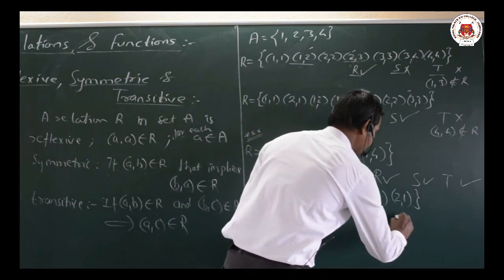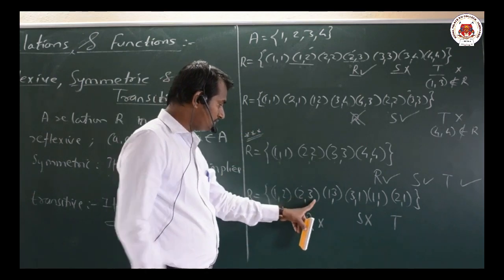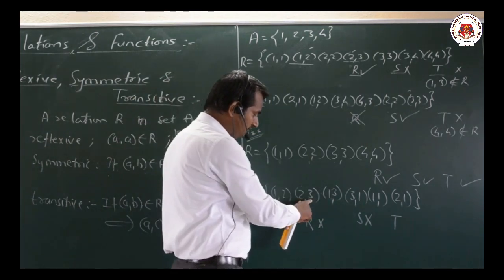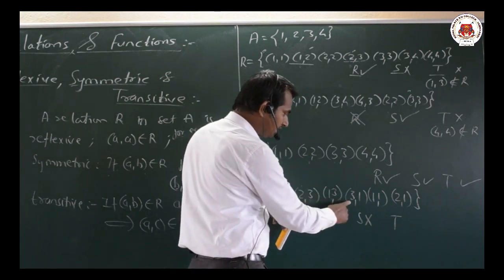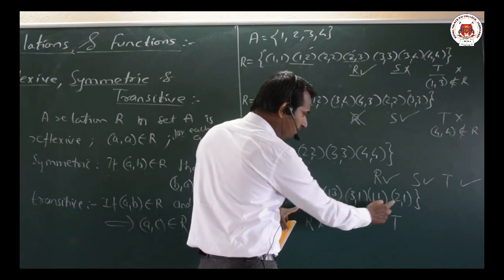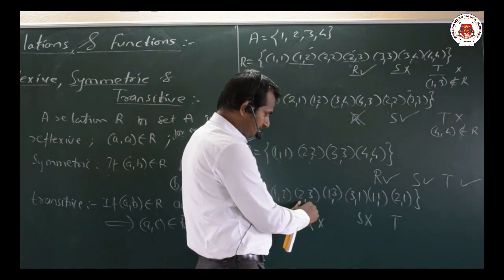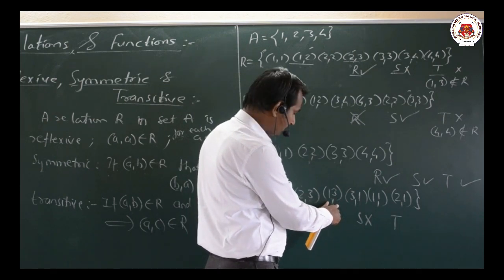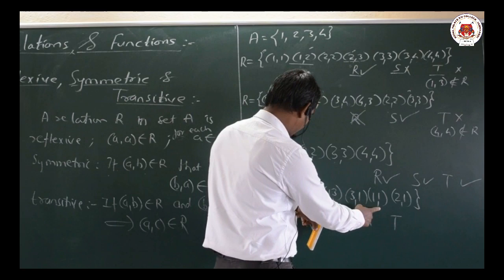Now check for the transitive. Transitive means how? We have 1 2 and 2 3. We should have 1 3 here. Then we check 2 3 and 3 1. We should have 2 1. Then anything starting with 3? Nothing. Okay. Then 1 3. Anything starting with 3 here? 3 1. Therefore we are having 1 1.